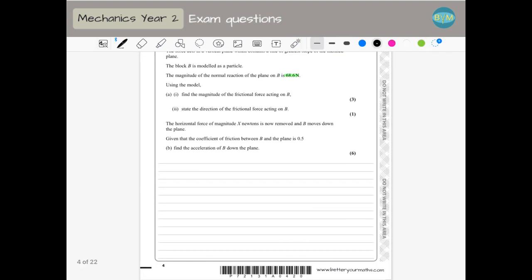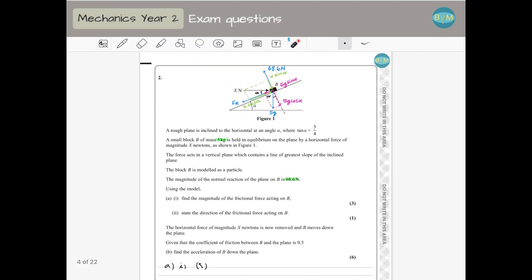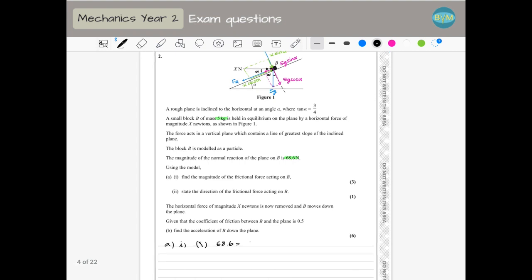Perpendicular to the slope, so for part A, the first part, if I resolve perpendicular to the slope, my force is pointing in this direction, which is only the blue one, and these two are down against the slope. So 68.6 is going to be 5g cos alpha plus x sine alpha.